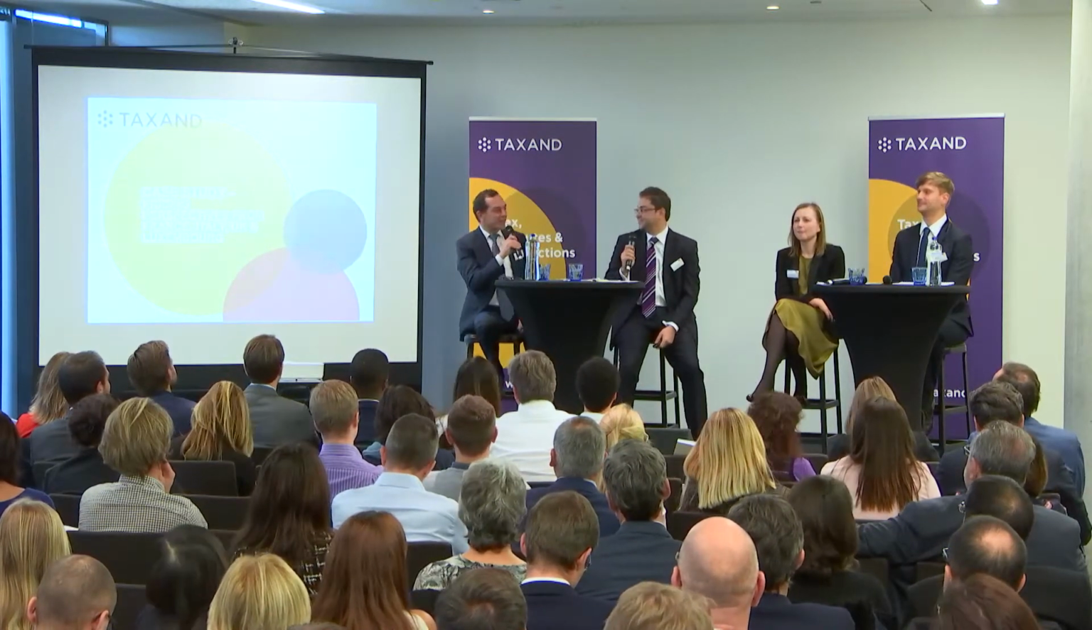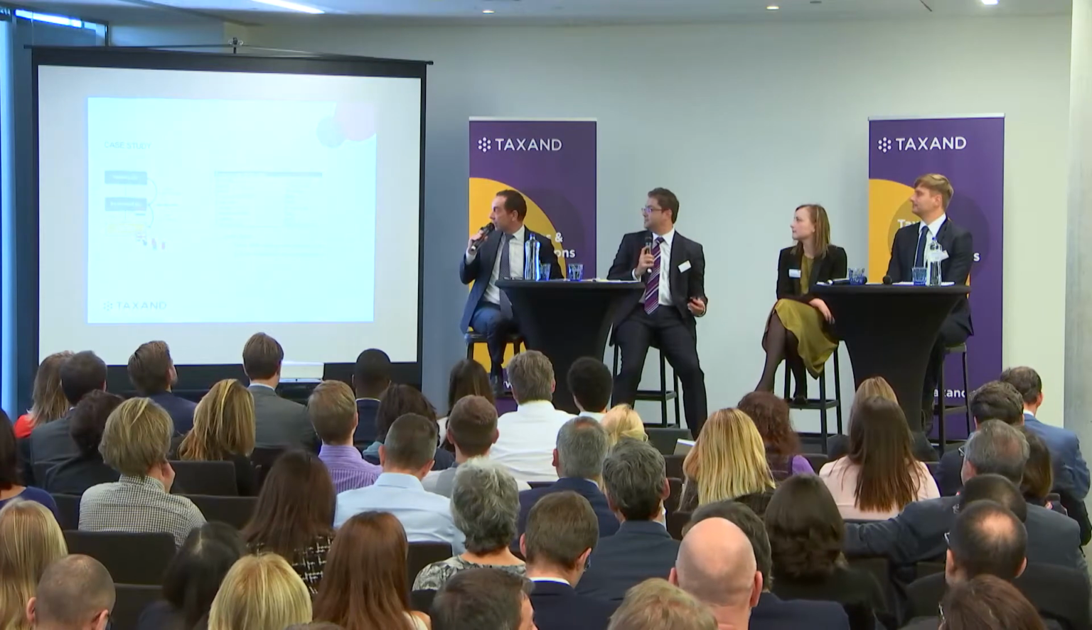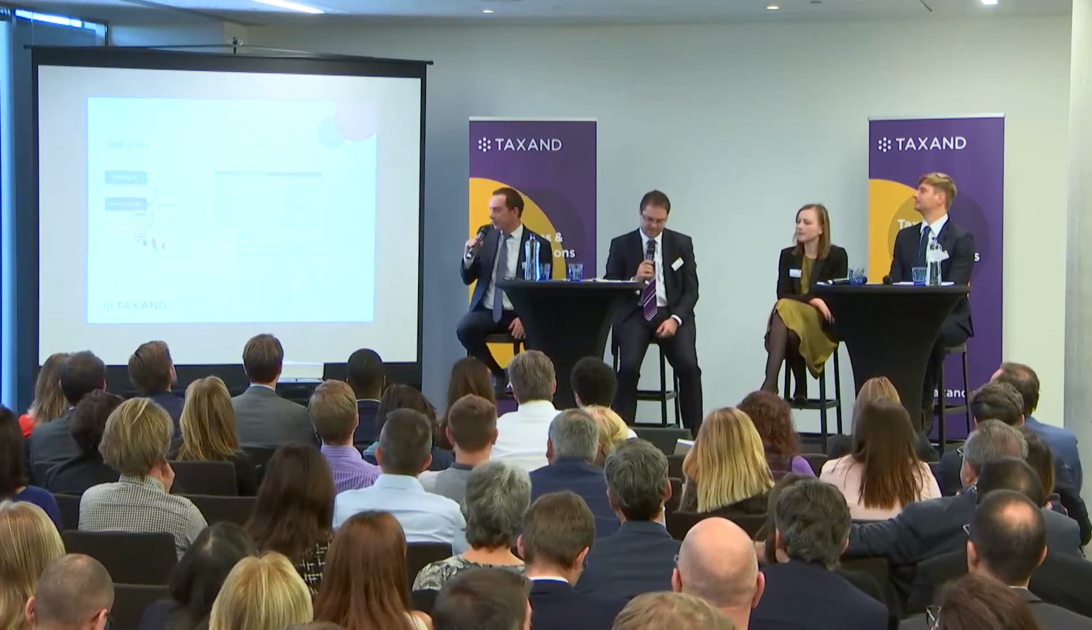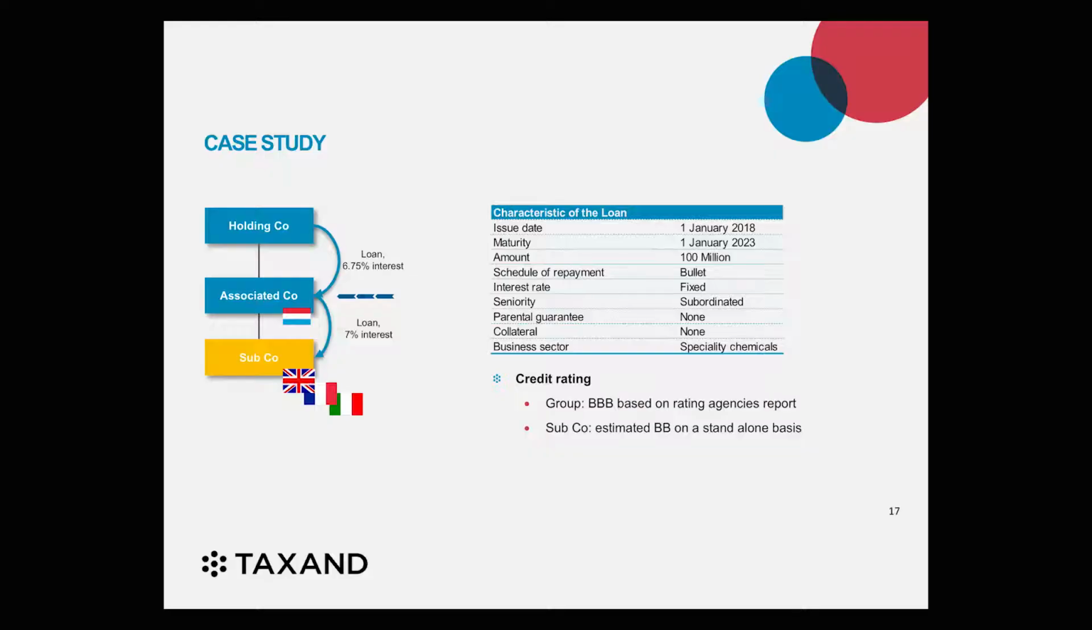Okay, let's move to this case study. I just briefly introduce. It's a very simple transaction, basically. We have a loan. We can consider it as a shareholder loan. We will see the conditions: it's a 5-year maturity, 5 years duration, 100 million amount, repaid bullet at the expiry date, a fixed interest rate, and it is a subordinated loan.